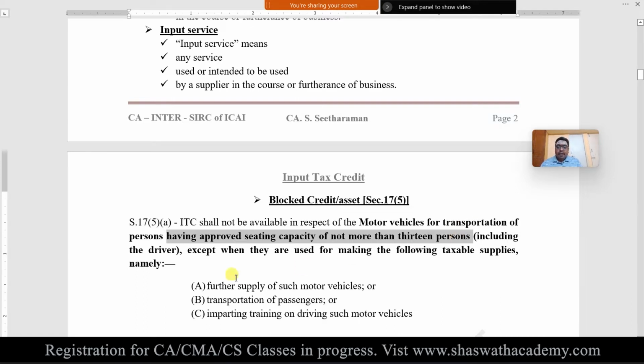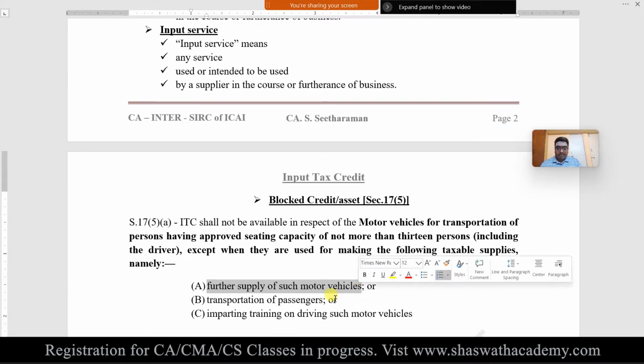I agree. Except when, that means even for the 13 or less than 13 seater vehicle, there are exceptions. What are the exceptions, sir? If they are used in the furtherance of such motor vehicle business. Sir, I am a motor vehicle dealer, I am buying and selling motor vehicles, I am a person who is giving rent a cab, so I am using it in the furtherance of my business, I am eligible to take credit. I have been given an exception from the blockage.